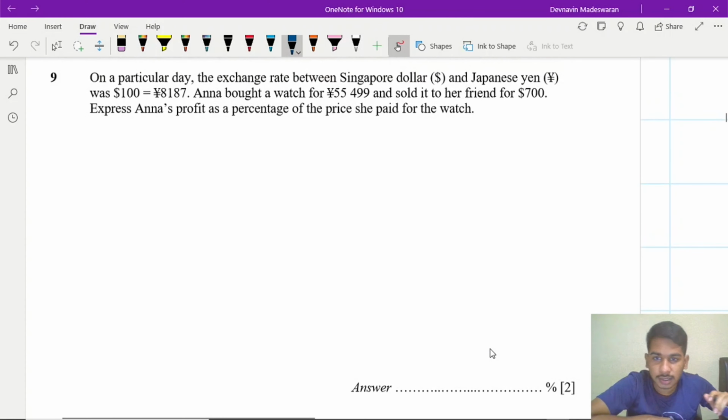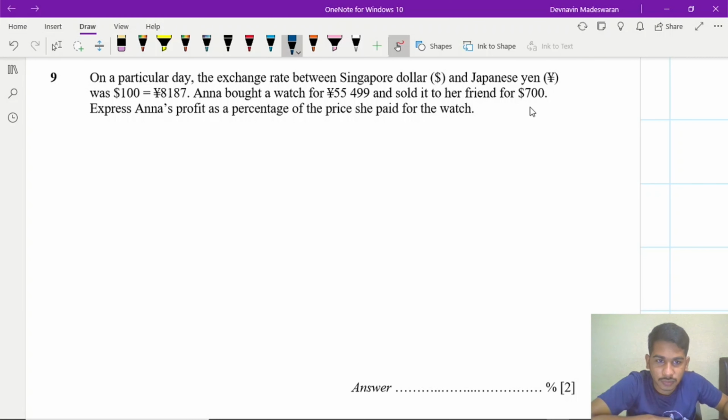On a particular day, the exchange rate between Singapore dollars and Japanese yen was that. Anna bought a watch for that much and sold it to a friend for $700. There's a lot happening here. First, let's convert everything to one value, to what is better.